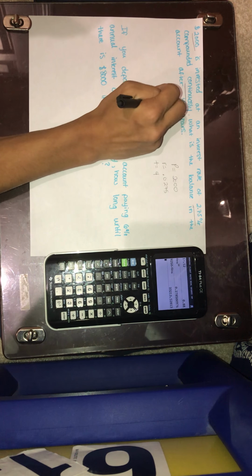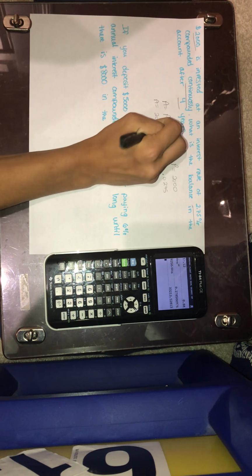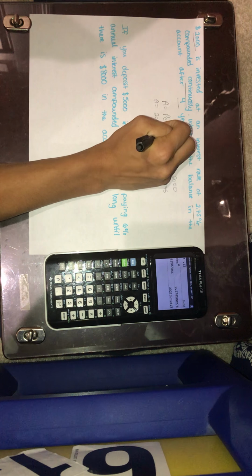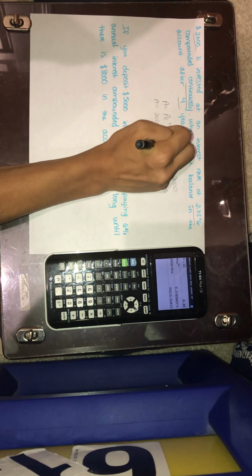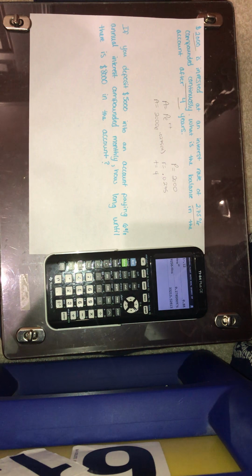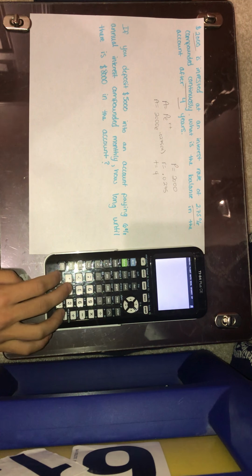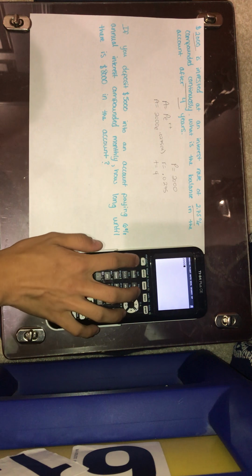So it's going to be A equals 2,000 e to the 0.0275 times 4 power. So pretty much this is going to be easier than what most questions are going to be like, but for this question you just have to plug it into your calculator.